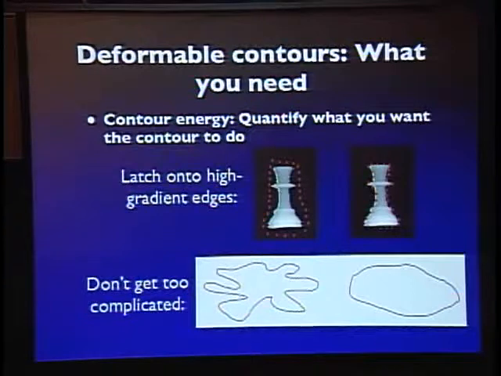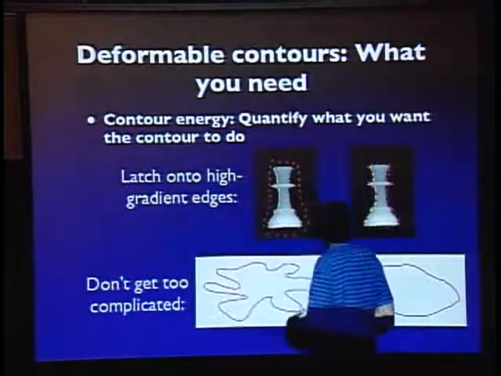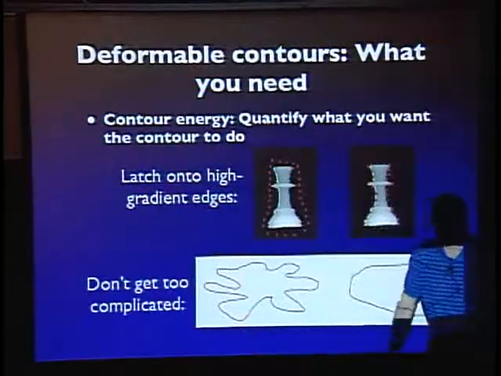So one notion could be that you have a low energy contour if it is hugging the boundary between a bright region and a dark region. That's just one possibility. Another component of this energy could try to encourage simple shapes, like this one, and discourage complicated shapes.